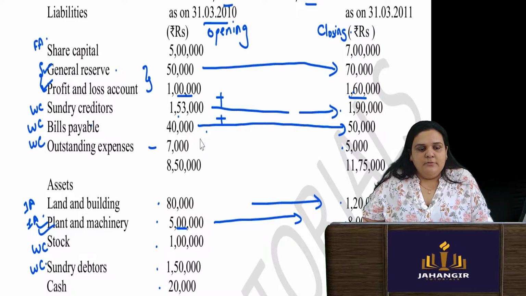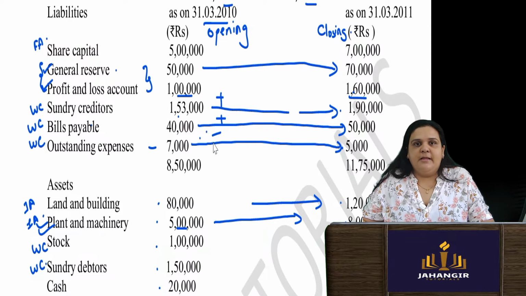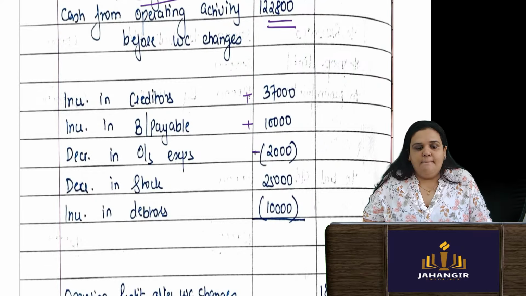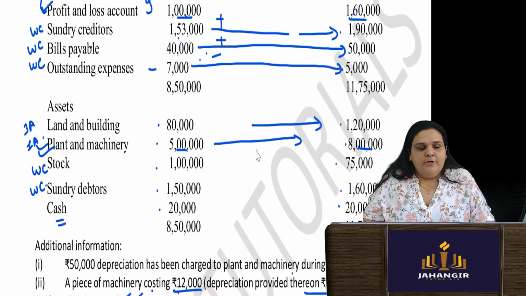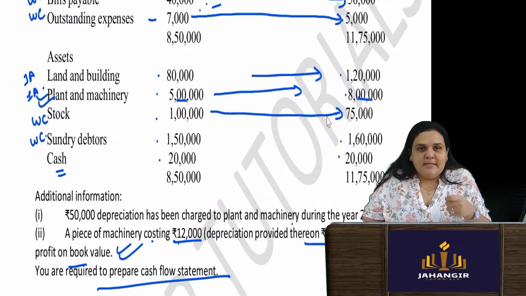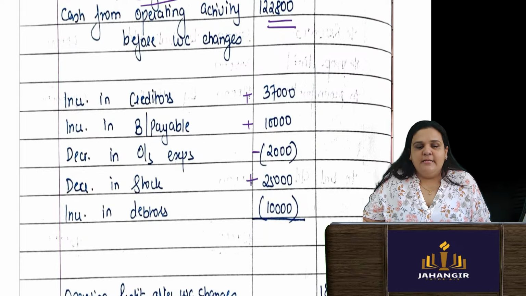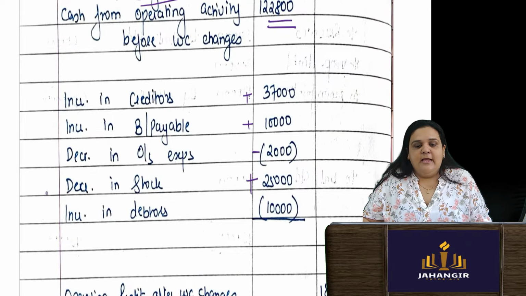Outstanding expenses was 7 and now it has become 5. That means I must have paid, no? Only then my outstanding expenses has decreased. So if there is a decrease in the liability, I will subtract. Money has gone out. Now there are two current assets, stock and sundry debtors. Stock has reduced by 25. That means I must have sold it and got cash because of that. So add it back. Decrease in the asset, I'm going to add it back. Increase in the asset, I'll have to subtract.